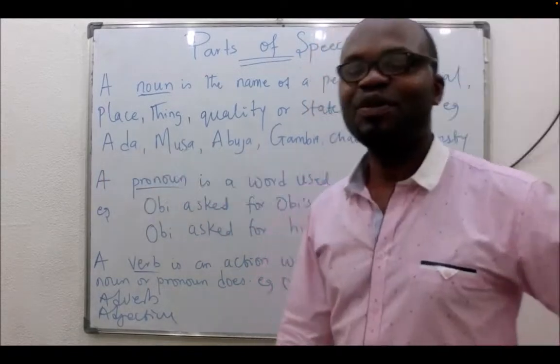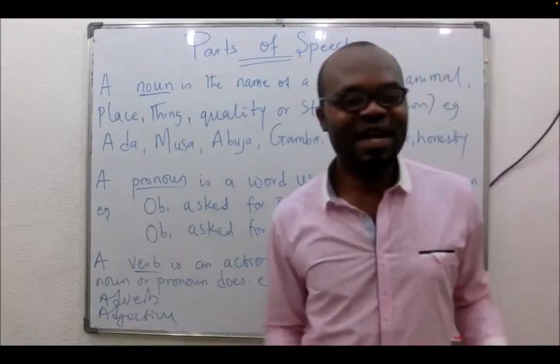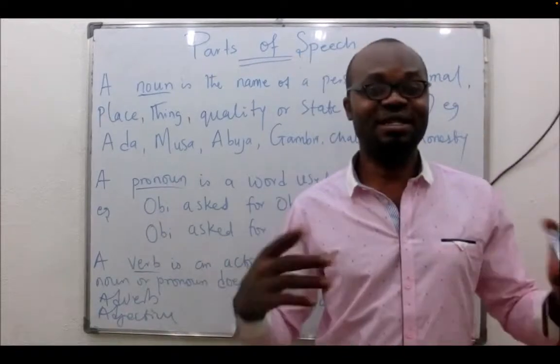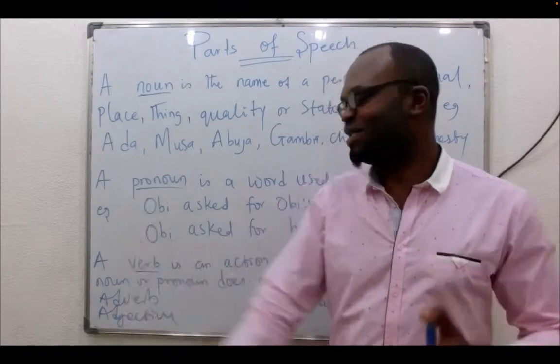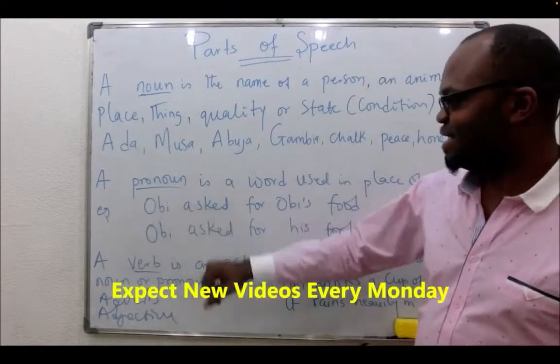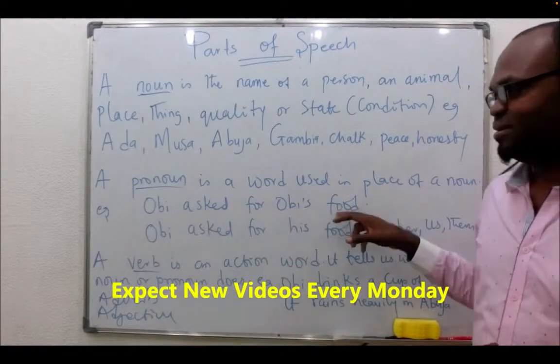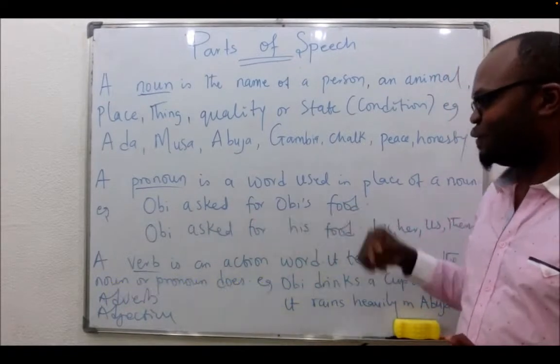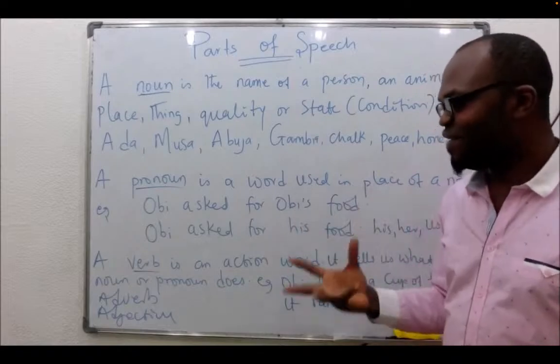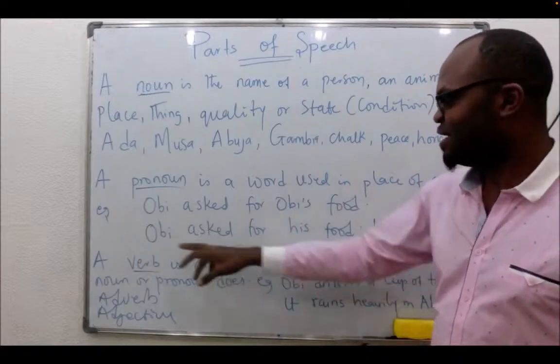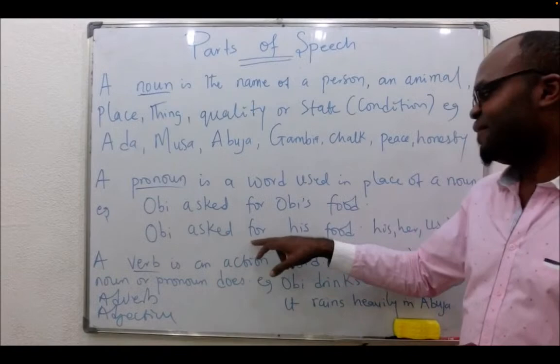Now we look at a pronoun. What is a pronoun? A pronoun is any word that you can use to replace a noun or any word that you can use in place of a noun. Now, let's look at this statement. Obi asked for Obi's food. To make this statement nicer, you can say Obi asked for his food.